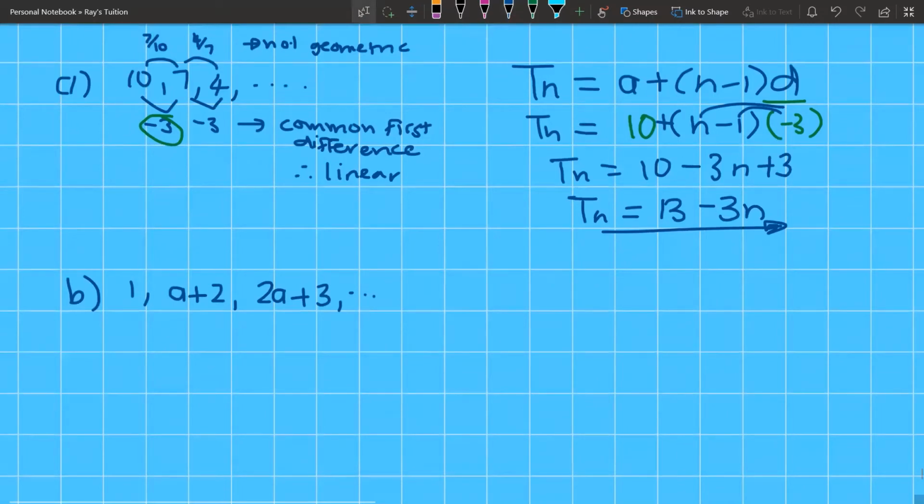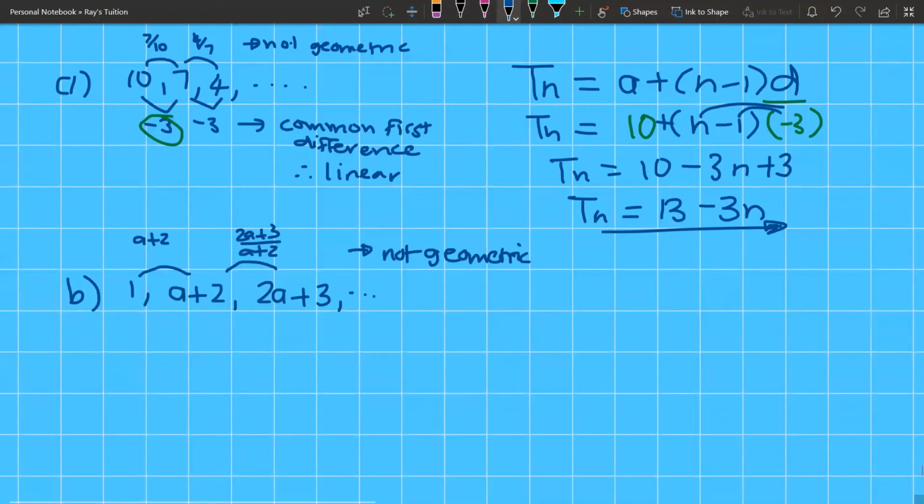So the first thing we have to do is find out what type of pattern it is. So again, I'm going to check the common ratio. So a plus 2 divided by 1 is a plus 2, and then 2a plus 3 divided by a plus 2. That we can't simplify further, but we can see that the ratios are not the same, so it is not geometric.